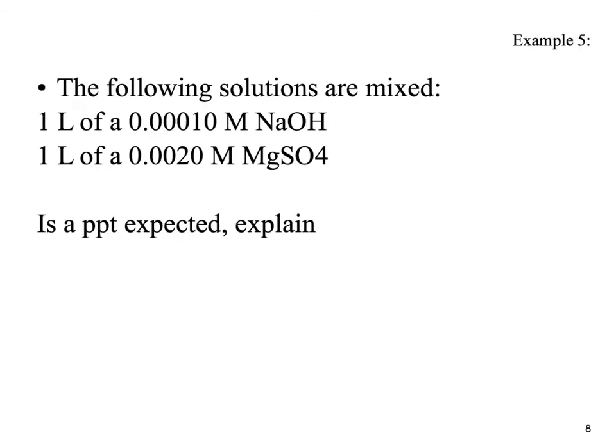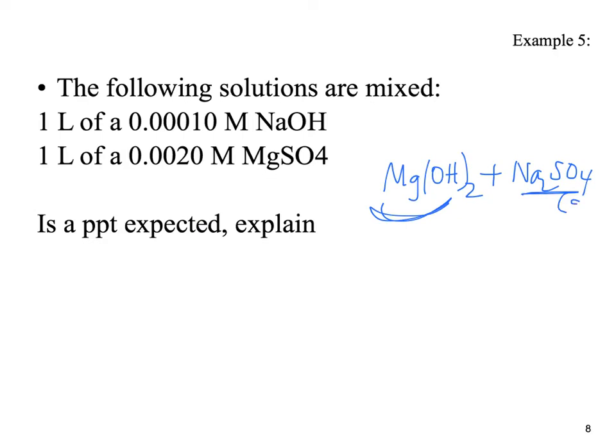Let's take a look at another question. The question is, the following solutions are mixed: a liter of 0.00010 molar sodium hydroxide, a liter of 0.0020 molar magnesium sulfate. And so hopefully you can see that the products are going to be Mg(OH)2 plus Na2SO4, and is a precipitate expected? So what would you see? Hopefully you can see the sodium salt, of course, is going to be aqueous, that's soluble. It's Mg(OH)2, which is going to be in equilibrium with magnesium and hydroxide.